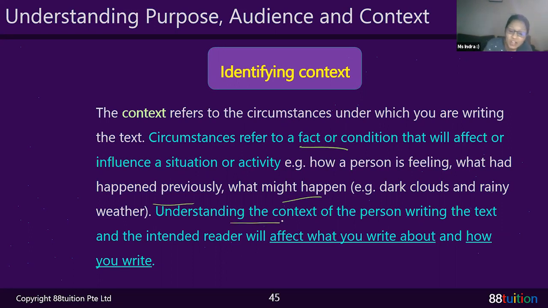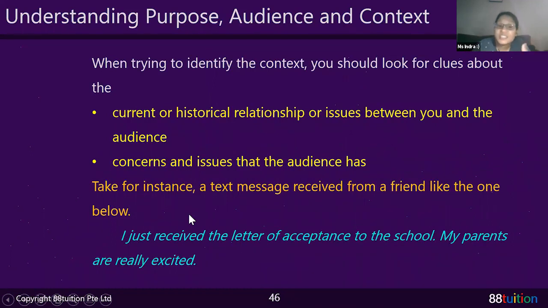Now, understanding the context of the person writing the text and the intended reader will affect what you write about, definitely, as I've just shared with you, right? And how you write it. Your language will be a bit softer when it comes to that. Now, when you're trying to identify the context, look out for clues about the current or historical relationship or issues between you and the person you're writing to. Concerns and issues that your audience may have. For example, again, me wanting to change my laptop. My boss may be concerned about the cost. Will changing the laptop justify my work productivity? Will it make sure that I'm able to deliver my services better, right?